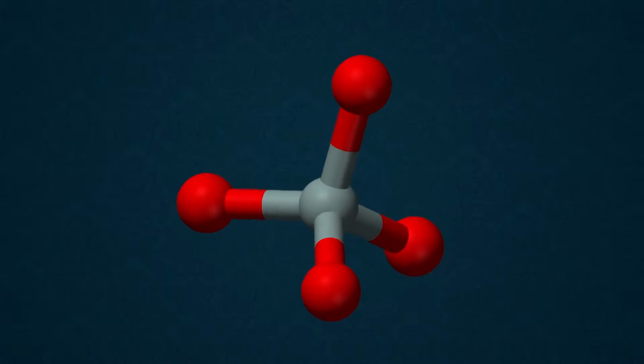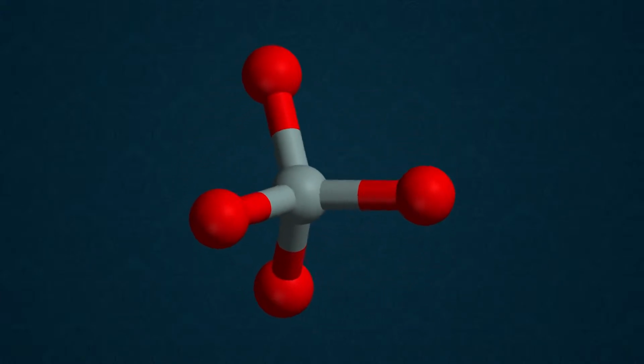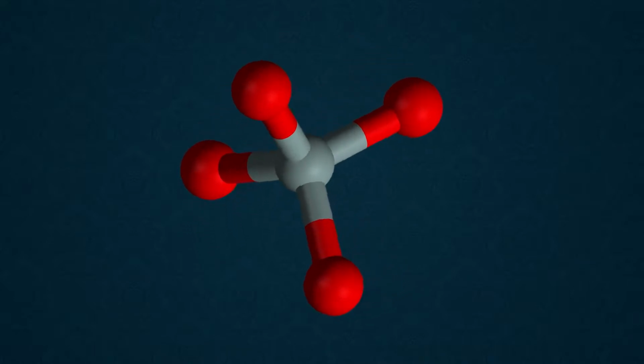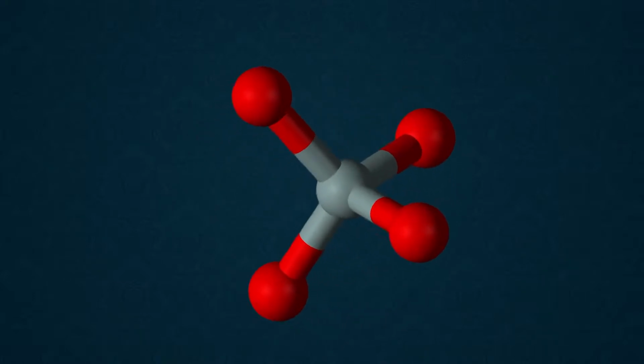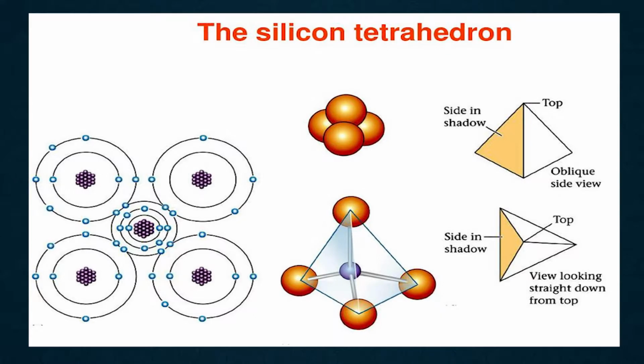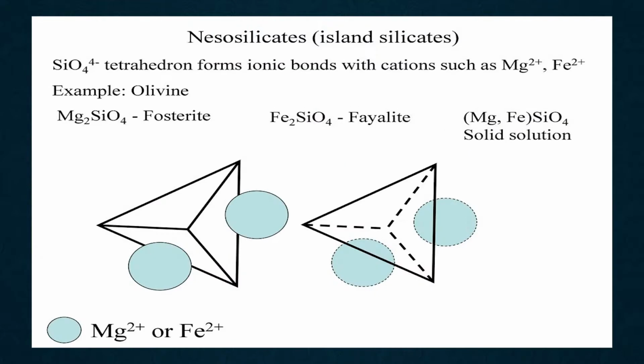The basic structure unit of all silicate minerals is the silicon tetrahedron, in which one silicon atom is surrounded by 4 oxygen atoms, each at the corner of a regular tetrahedron. These SiO4 tetrahedral units can share oxygen atoms and be linked in a variety of ways, which results in different structures. For example, nesosilicates are minerals whose structures are made up of independent silicate tetrahedrons.